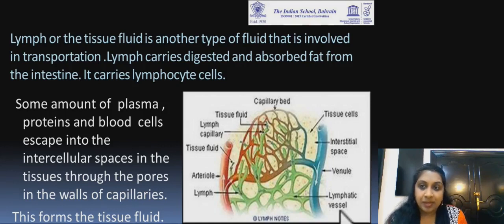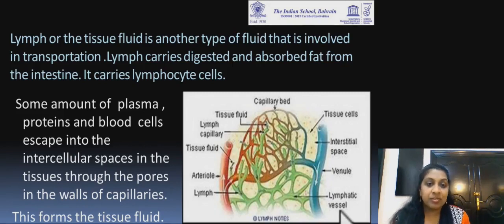The next topic is lymph. Now, lymph is also another kind of fluid that is involved in transportation. It is otherwise known as the tissue fluid. As I mentioned earlier, the artery divides into capillaries once it reaches the organ or the tissue.